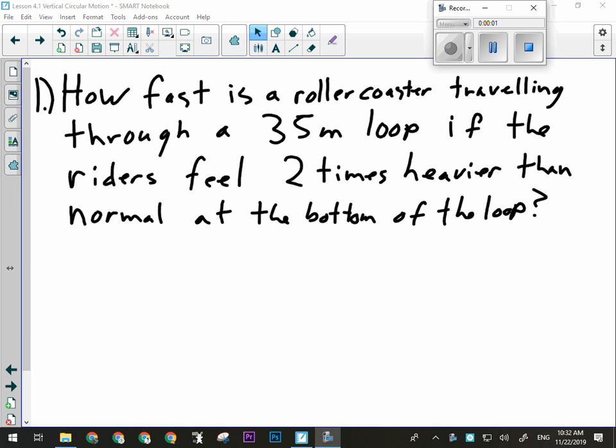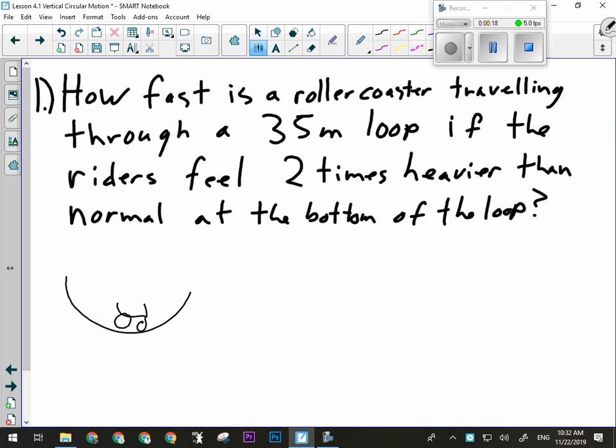All right, so the situation we were dealing with here is a roller coaster traveling through a 35-meter loop. If the riders feel 2 times heavier than normal at the bottom of the loop, how fast is this roller coaster going? So we're dealing with this position here, and what force is acting? Which way is gravity acting? Down, and thus out of the circle.